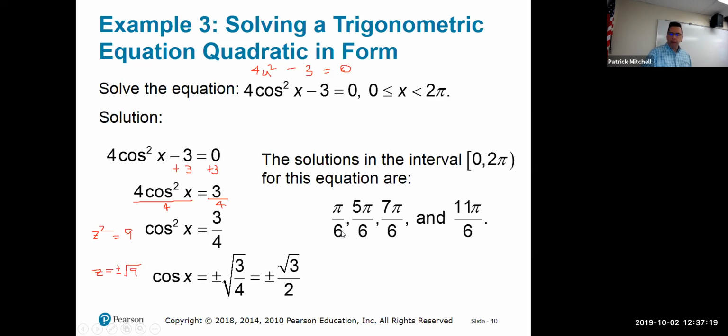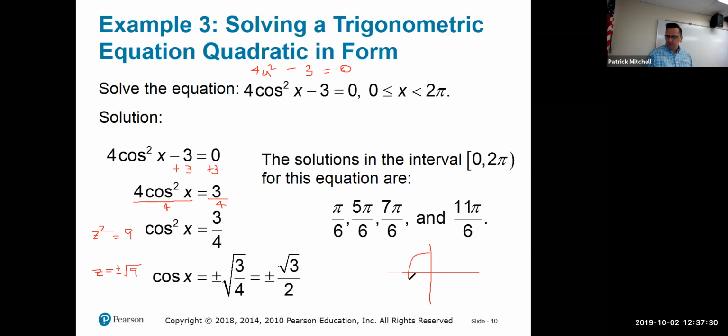So the 4 angles whose cosine is either plus or minus √3/2 are, of course, pi over 6 in quadrant 1, 5 pi over 6 in quadrant 2. Here, let me try to draw a picture of this. So here's pi over 6. Here is 5 pi over 6. Here is 7 pi over 6. And here's 11 pi over 6. So it's every angle whose reference angle is pi over 6.